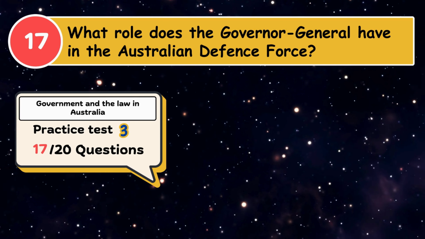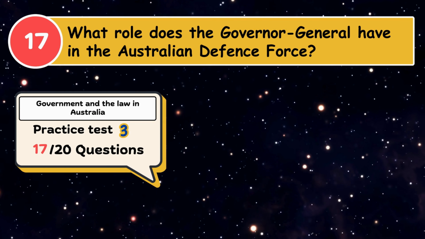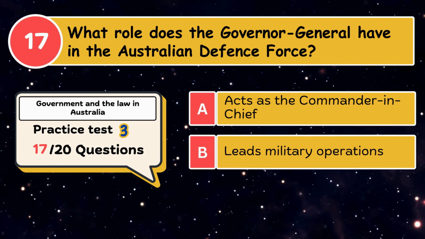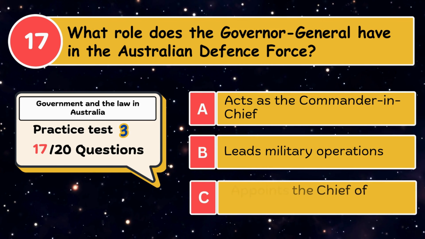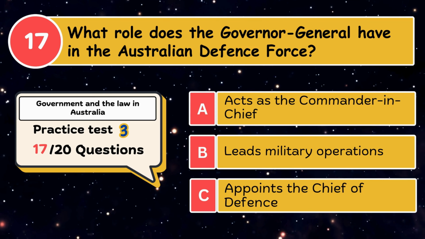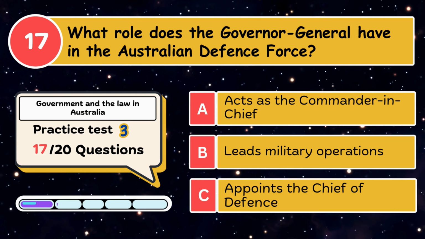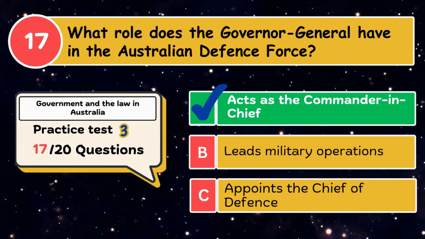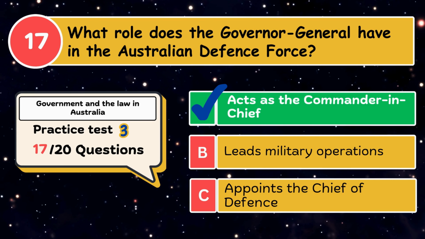What role does the Governor-General have in the Australian Defence Force? A. Acts as the Commander-in-Chief. B. Leads military operations. C. Appoints the Chief of Defence. The correct answer is acts as the Commander-in-Chief.